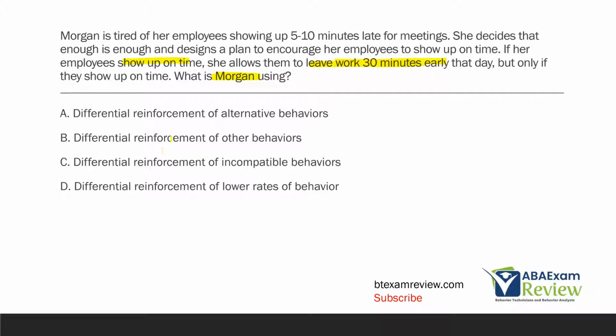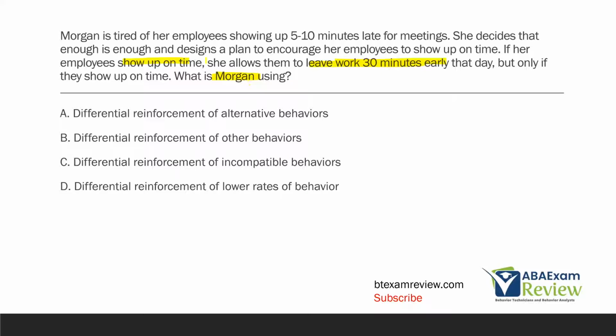Remember, DROs, differential reinforcement of other behaviors, that strategy does not teach a replacement. With the DRO, you're only reinforcing when a behavior doesn't occur. You're not teaching anything new. Same goes for differential reinforcement of lower rates of behavior. Now, DRL might not be something you necessarily need to know on the RBT exam, but it's just to highlight that the only two differential reinforcement procedures that teach replacement behaviors are DRAs and DRIs. And so since Morgan is teaching a new replacement behavior, which is showing up on time, it's either going to be a DRA or DRI.